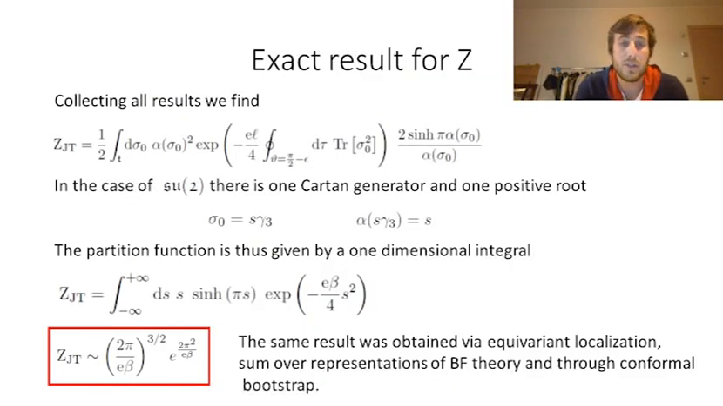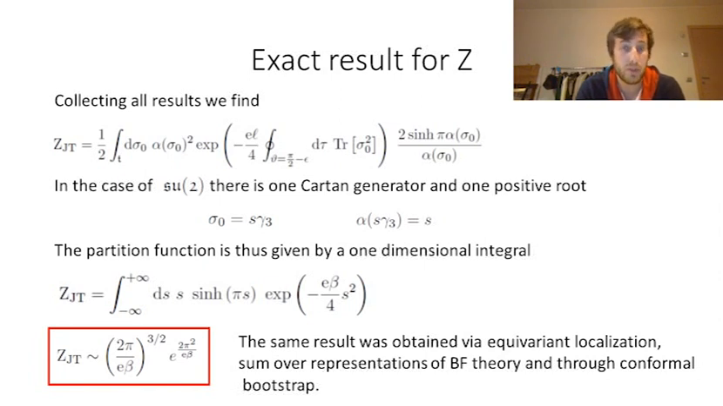Finally, collecting all results, we arrive at this form for the partition function as a matrix model. And then we exploit the fact that for SU(2), we only have one Cartan generator, which is the third Pauli matrix, and so we can expand sigma 0 on gamma 3. And then for SU(2), there is only one positive root, which is just 1. And so the partition function is just given by a one-dimensional integral, which is easy to perform, and leads to the result that I have squared in red.